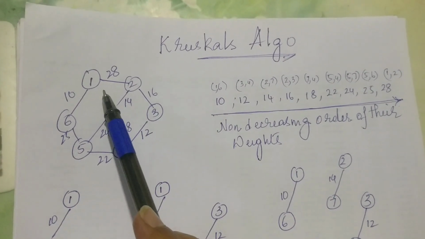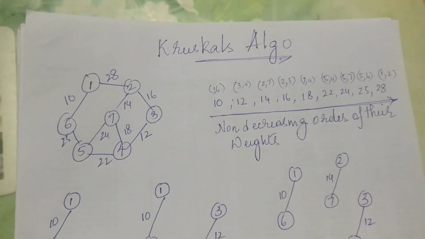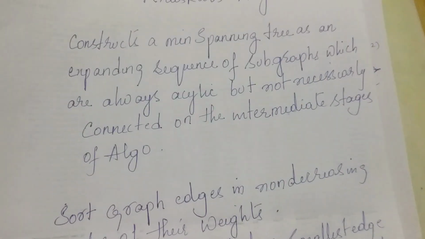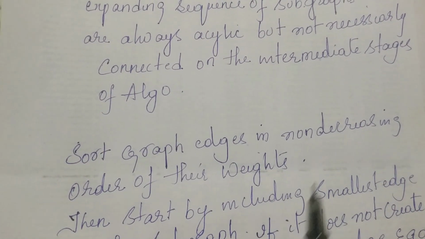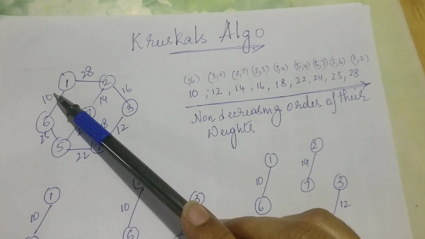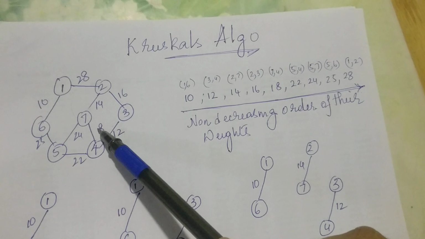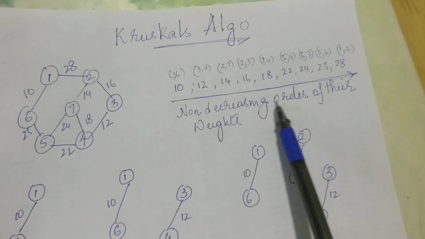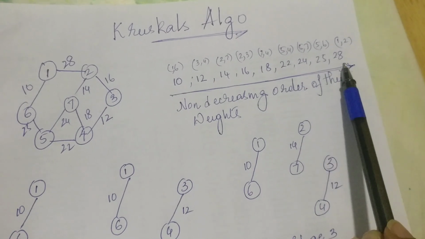The same graph that I have taken for Prim's is taken once again, with 1, 2, 3, 4, 5, 6, 7 vertices. As I have told in the definition, I need to sort the graph edges in non-decreasing order of their weights. So I have written all the weights here: 10, 12, 14, 16, 18, 22, 24, 25 and 28, in non-decreasing order.